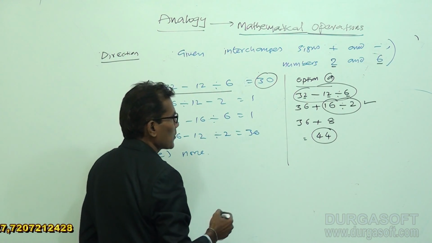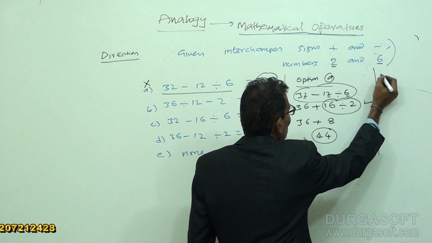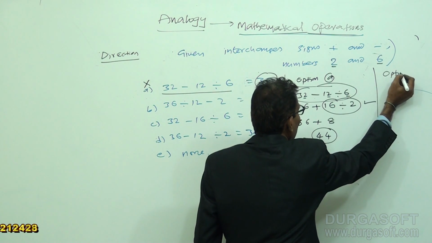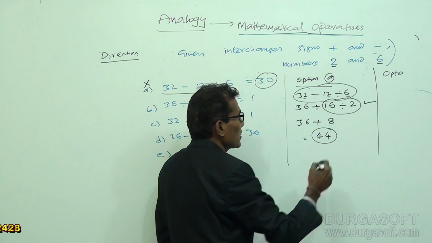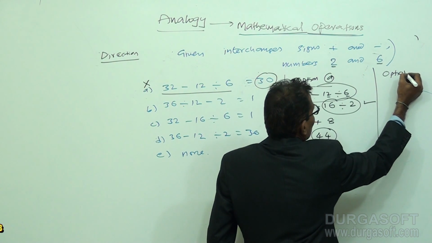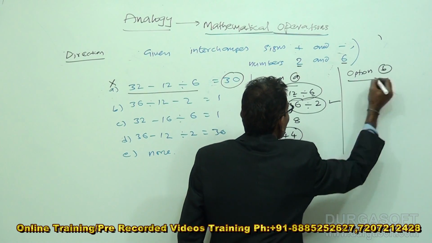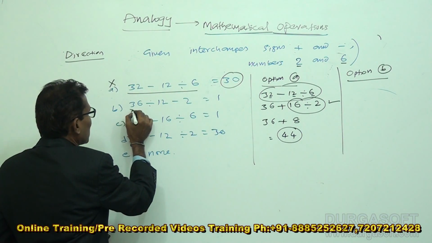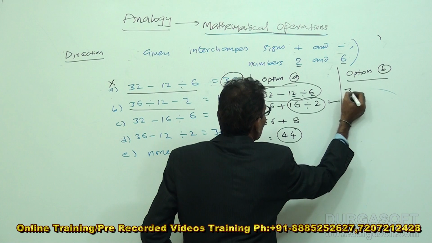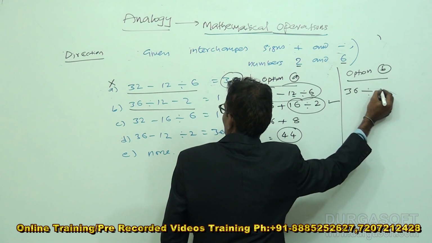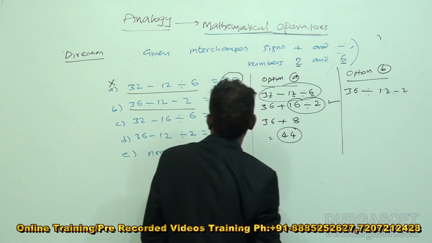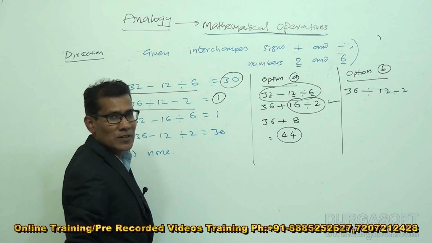Then check with option B. We have to cross check with all options till we get the right option. Option B. What is the LHS of option B? It is 36 divided by 12 minus 2. It should give the result 1. Let us see what happens.